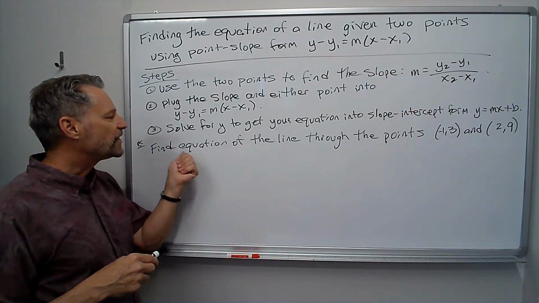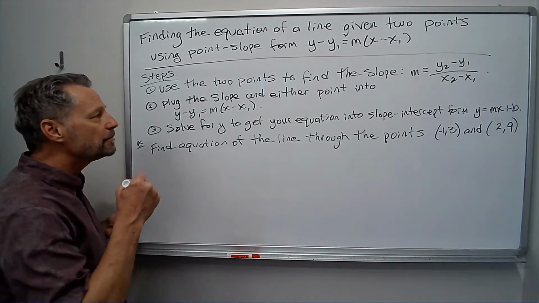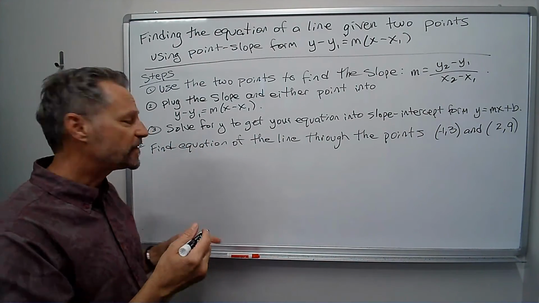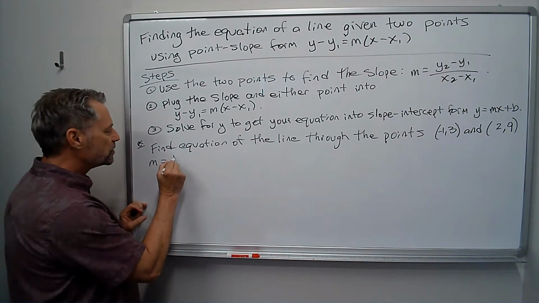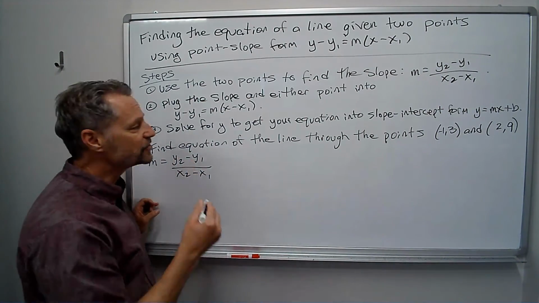Okay, so find the equation of the line through the points -1, 3, and 2, 9. Well, again, I want to first find the slope. The slope is y2 minus y1 over x2 minus x1. Remember, the rise over the run.